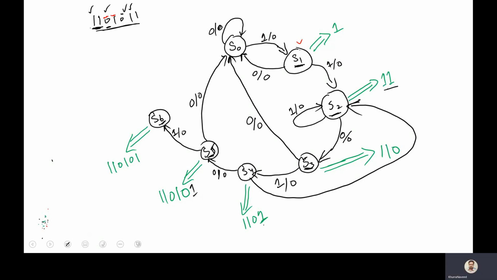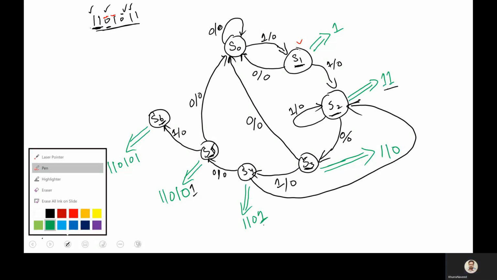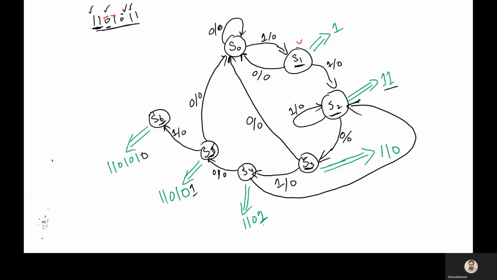And in this particular situation, if we get a 0 here, that would mean we have to go back to S0 state and wait for the first one, because this particular sequence does not match this one. This is not part of this sequence even partially, right? So we need to go back to S0 and our output is still 0.